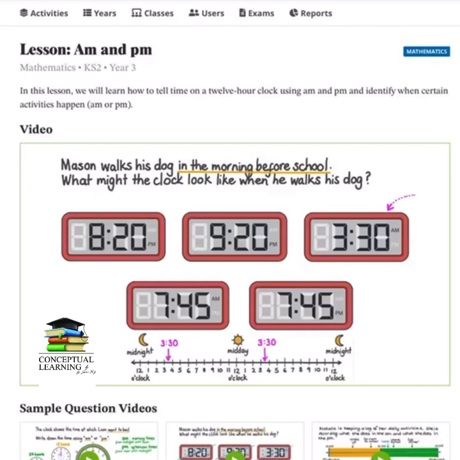Now, if we just saw a clock face that said 3:30, we might not know which time of day it's talking about. Is it 3:30 in the morning or 3:30 in the afternoon?